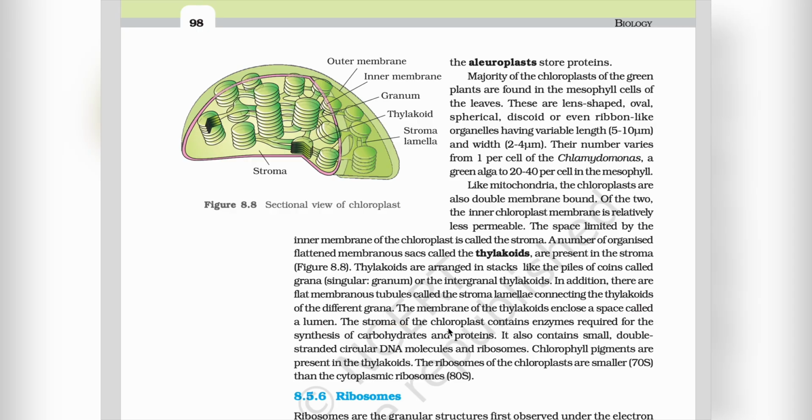The stroma of the chloroplast contains enzymes required for the synthesis of carbohydrates and proteins. It also contains small double-stranded circular DNA molecules and ribosomes. Chlorophyll pigments are present in the thylakoids. The ribosomes of the chloroplast are smaller, 70S, than the cytoplasmic ribosomes, which are 80S.